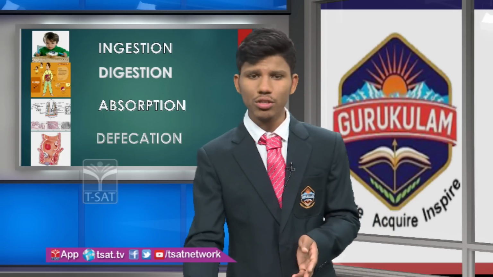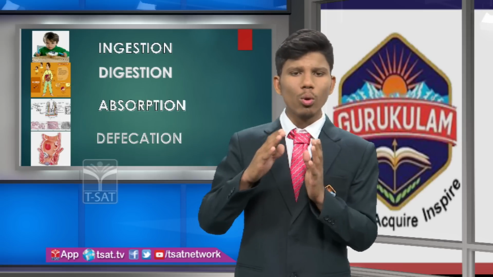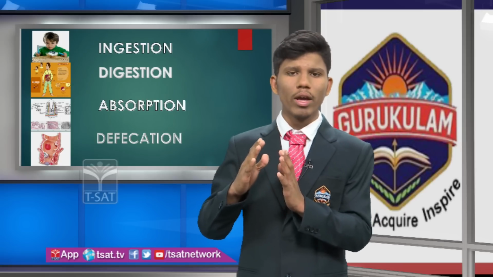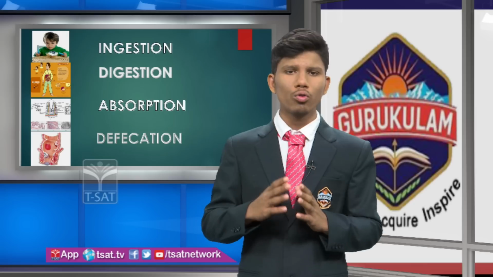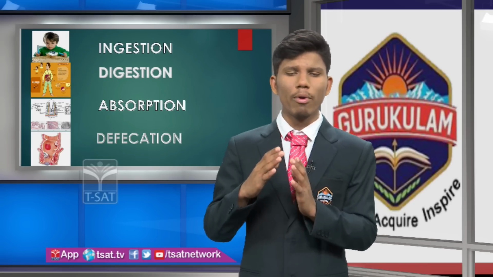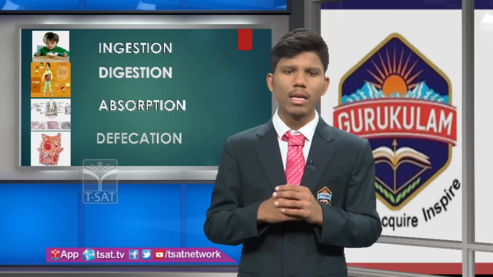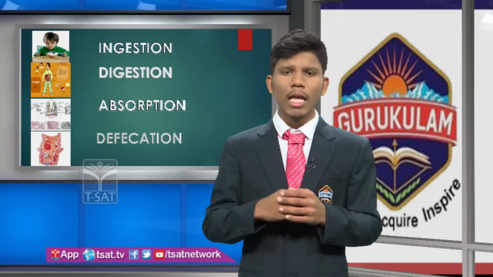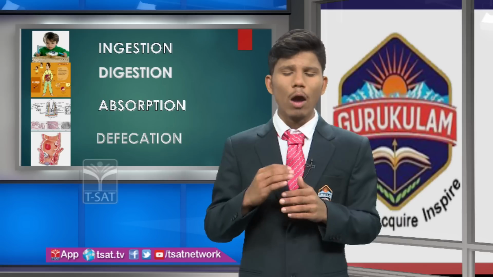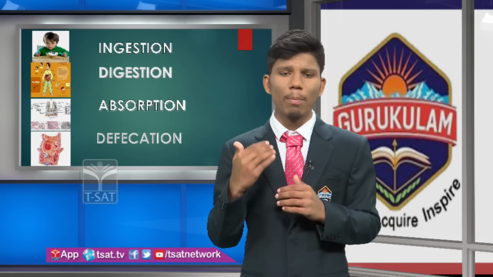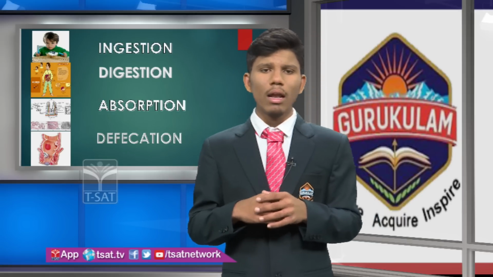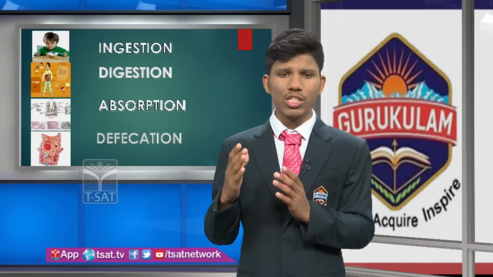So this is digestion. The passage of digested food into the circulatory system through the walls of the stomach or small intestine with the help of microvilli is called absorption, and the passage of undigested food or waste material outside the body through the anus is called defecation. So friends, let us go through the process of digestion in detail.